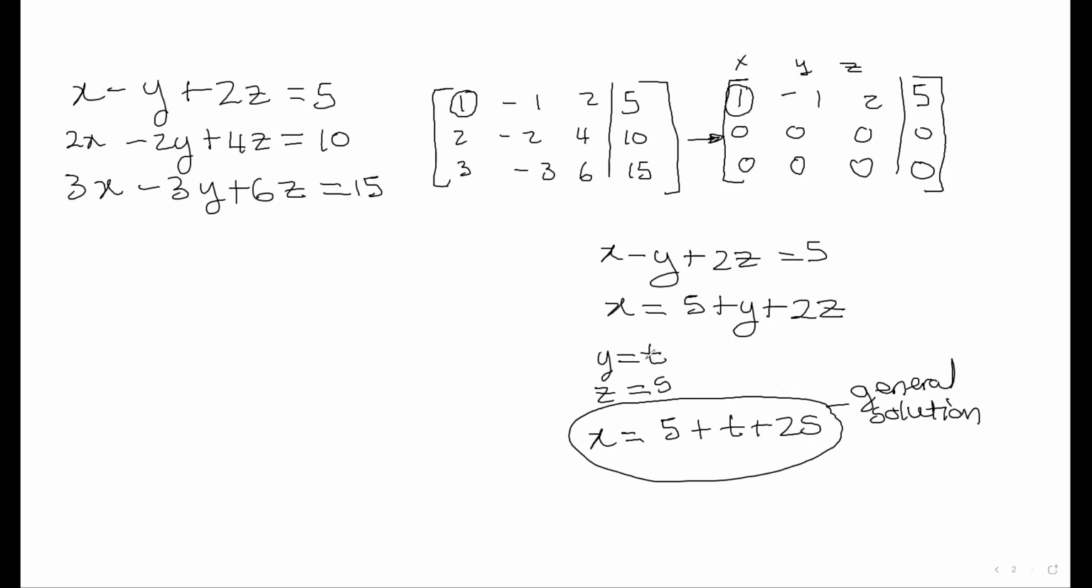For example, let's say t and s are 0. That means we can get a solution of 5, 0, 0. Or let's say t is 1 and s is 1. That means we can get 8, 1, 1. You see? So that's why it's called infinitely many solutions, because your solutions depend on the parameters. You can choose any number for t or s, any number that you want, you get a solution, and all of those solutions are correct.